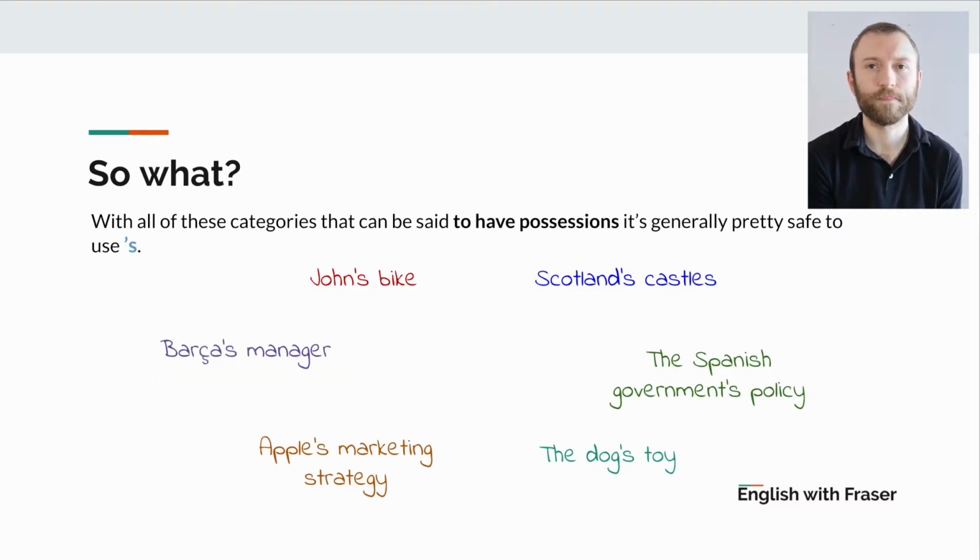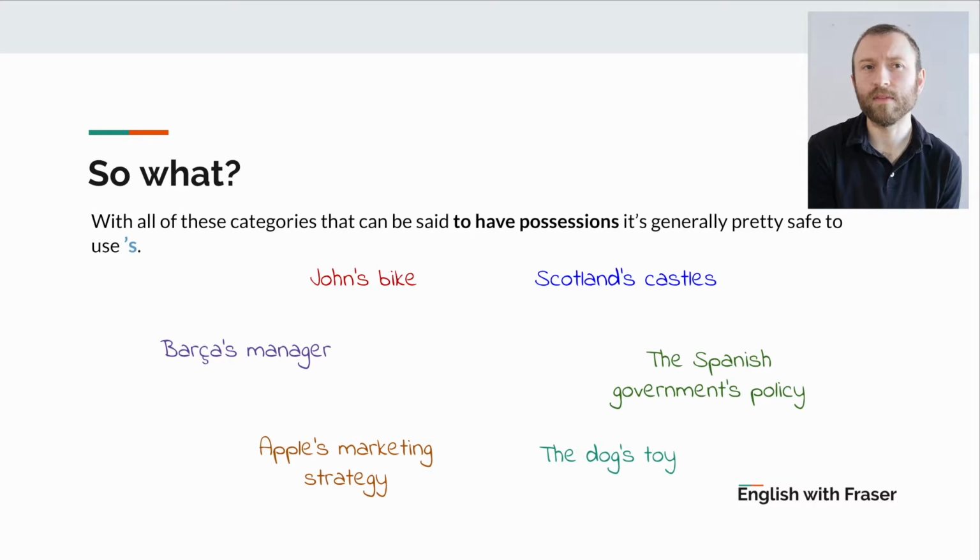Now, clearly, all of these possessors are capable of having possessions, but not all of the examples that I've put on the screen here are examples of possessions. If you follow me, so John's bike is a material possession that John has. The dog's toy is a material possession that the dog has. But Apple's marketing strategy is not really a possession of Apple.